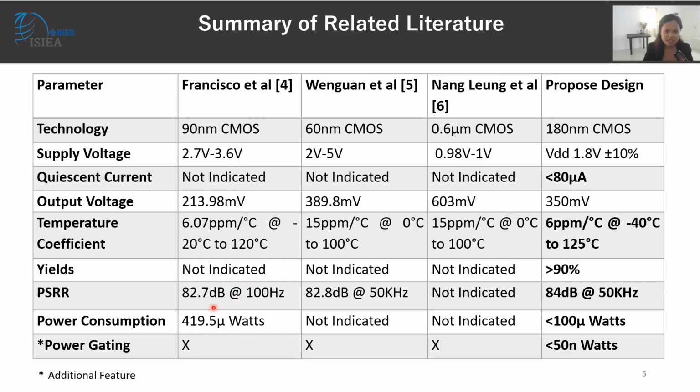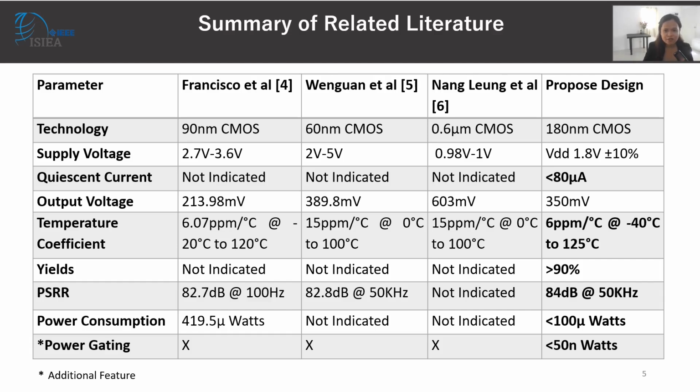With Francisco et al., it has 82.7 dB at 100 Hz only. In this paper, we aim to have higher than 83 dB at 50 kHz, 84 dB at 50 kHz specifically. With this gap, there is a need to explore more enhanced PSR circuitry of bandgap voltage reference. And the solution is to design a low power bandgap voltage reference with high PSR, or make an enhancement stage for PSRR. Also, many researchers exploited the enhanced PSR, yet the power consumption is high. So this is the second gap that the researcher needs to address.